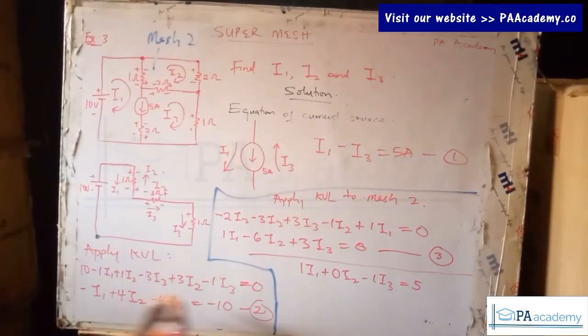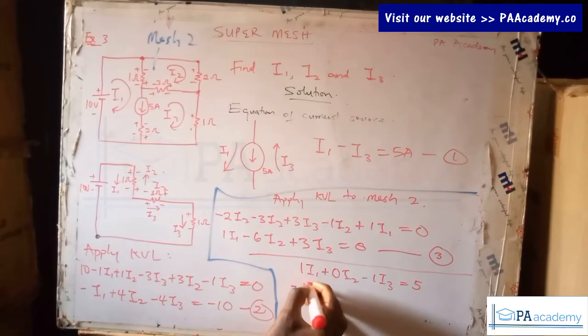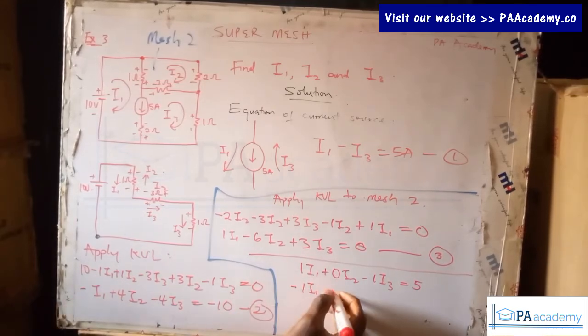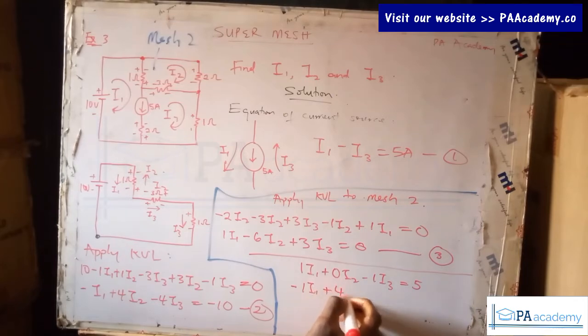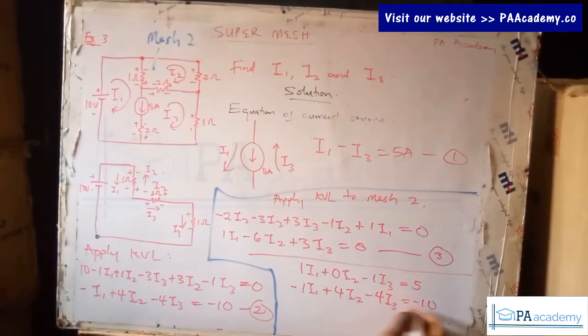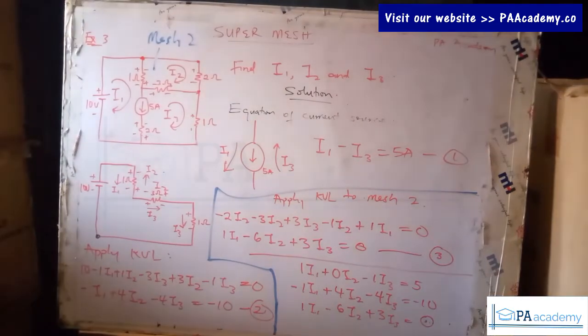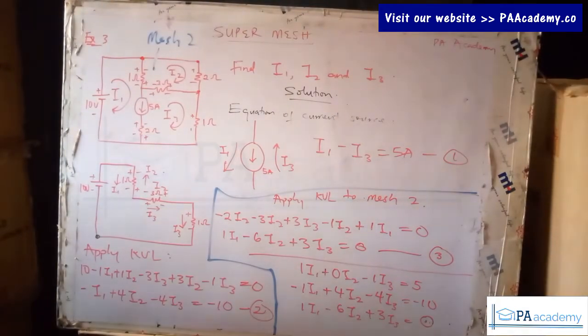Then from equation 2, we are having minus 1 I1, plus 4 I2, minus 4 I3 equals minus 10. For equation 3, we are having 1 I1 minus 6 I2 plus 3 I3 equals 0.